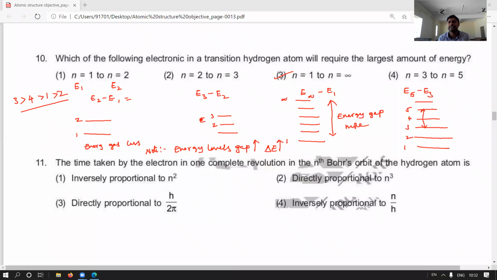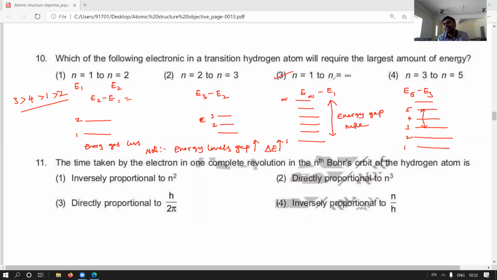So the highest energy gap or large amount of energy is present in between n equal to 1 to n equal to infinity, because in between that more energy levels are present. E5 to E3, in between one energy level is present. E3 to E2, there are no energy levels in between, because they are alternative energy levels. In alternative energy levels the energy gap is 0.